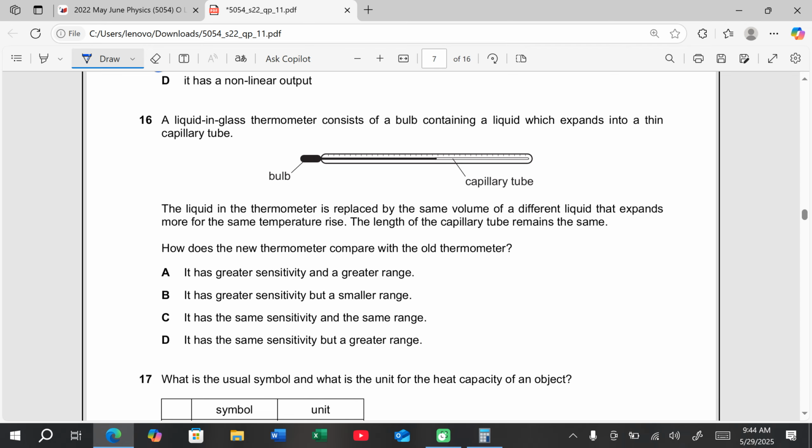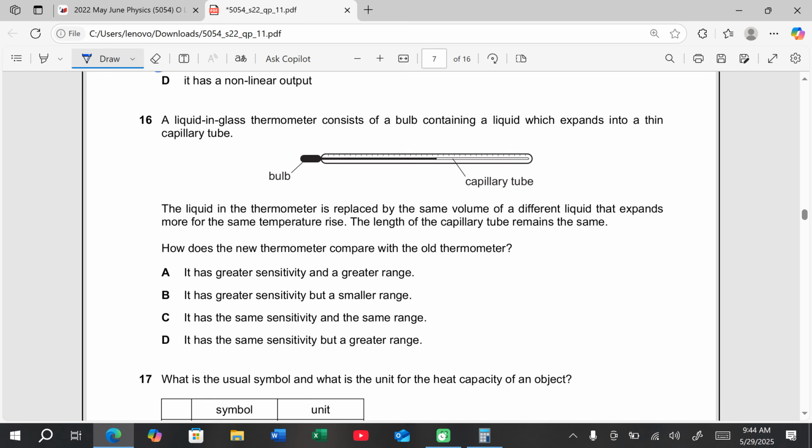A liquid-in-glass thermometer consists of a bulb containing a liquid which expands into a thin capillary tube. The liquid in the thermometer is replaced by the same volume of a different liquid that expands more for the same temperature rise. The length of the capillary tube remains the same. How does the new thermometer compare with the old thermometer?